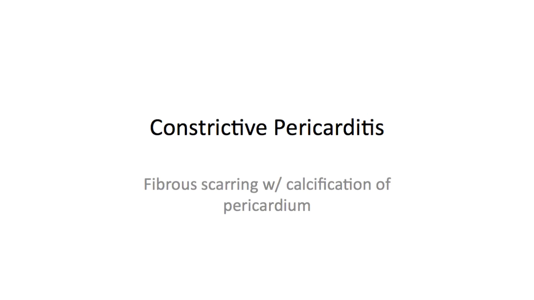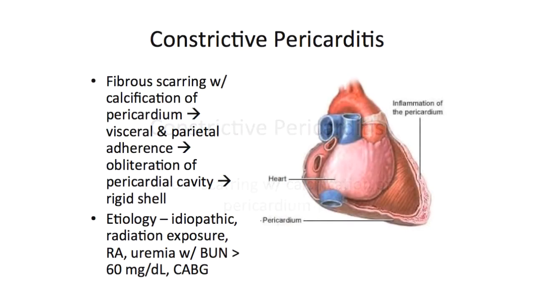The next condition we'll discuss is constrictive pericarditis. In constrictive pericarditis, there's fibrous scarring with calcification of the pericardium, resulting in visceral and parietal pericardial adherence. This results in obliteration of the pericardial cavity, resulting in a rigid shell. The etiology of constrictive pericarditis is very similar to acute pericarditis.